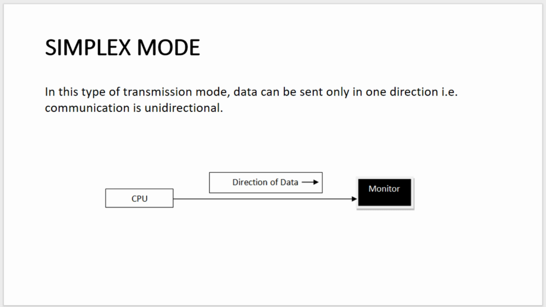For example, television broadcasting, where the TV station sends a signal and the TV set receives it. Another one is keyboard input to a computer, where the keyboard sends data to the computer without receiving any data in return.